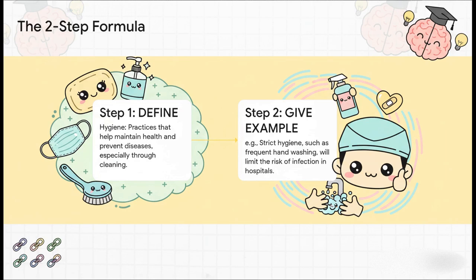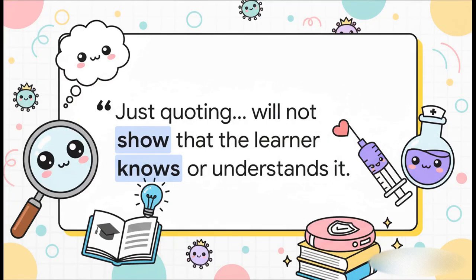Step 1, you give a clear, accurate definition, just like the one for hygiene you see here. Then, step 2, you give an example of that term in action, just a short sentence that shows you get what it means in the real world. Definition plus example. That's it. That is the formula.